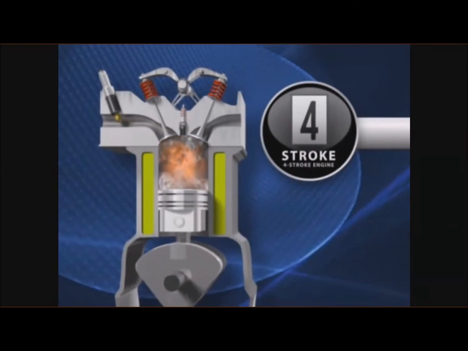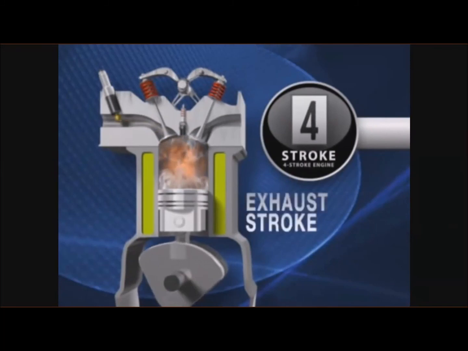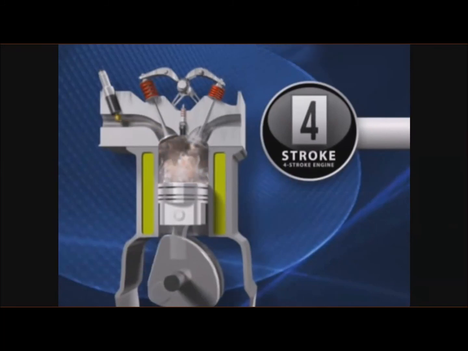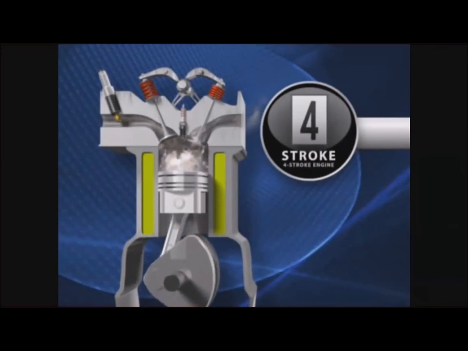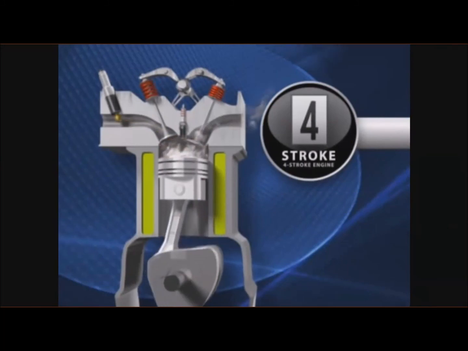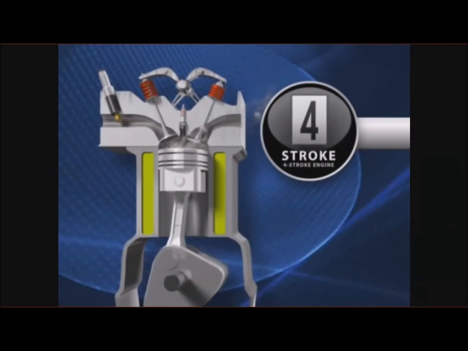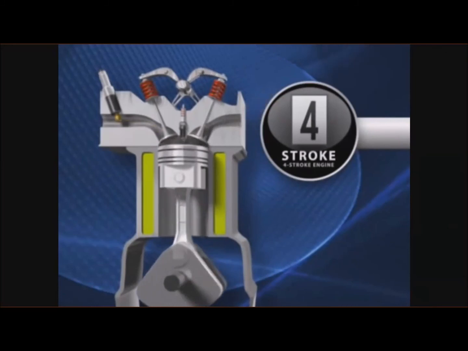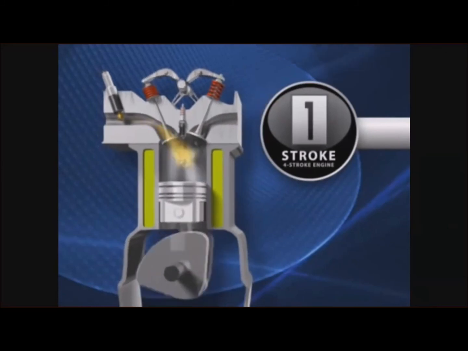The fourth stroke is the exhaust stroke. As the piston travels upward, the exhaust valve opens to release the burned air-fuel mixture. When the piston reaches the top of this stroke, the intake valve opens and the cycle begins all over again.